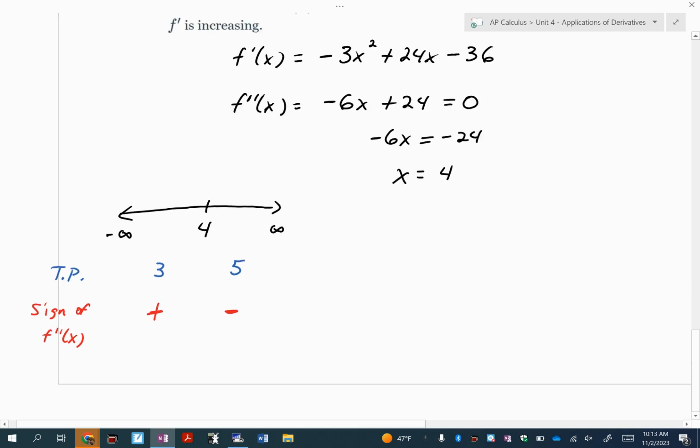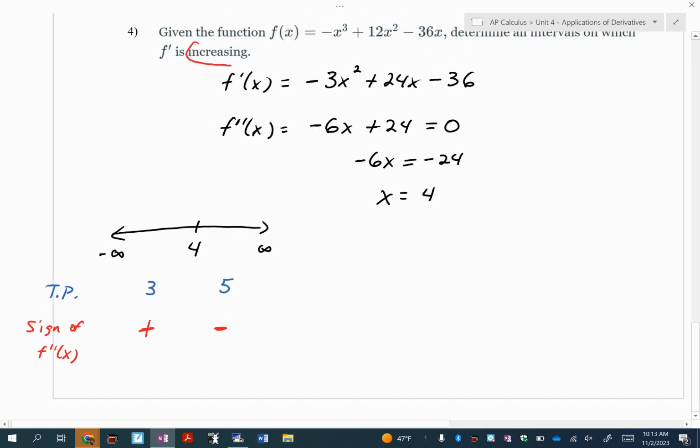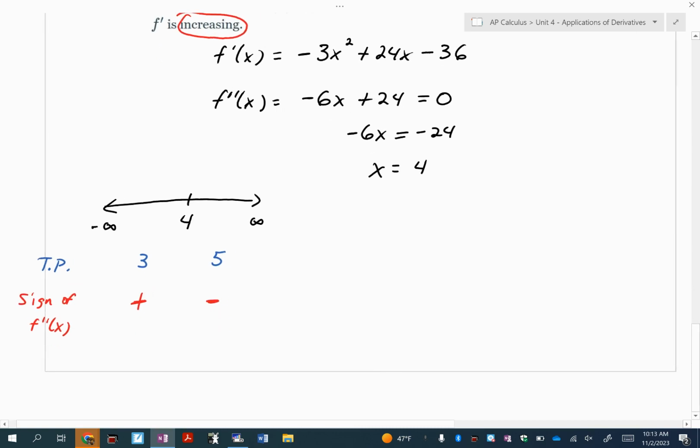So this one's asking about where is the derivative increasing. That would be where the sign of your second derivative is positive. So f prime of x is increasing on the interval negative infinity to 4. And that is it.